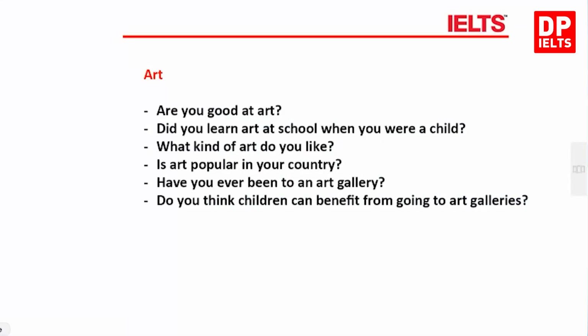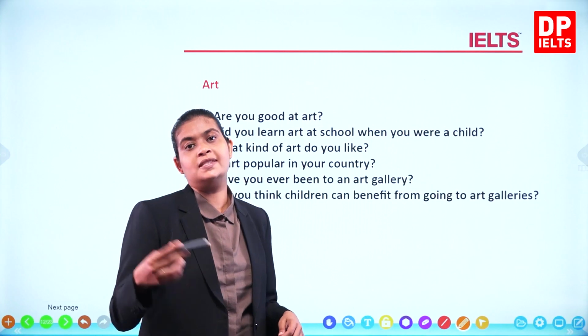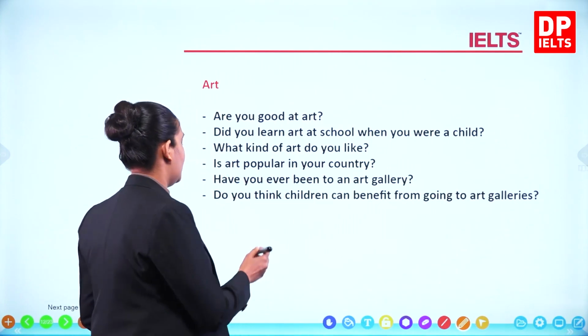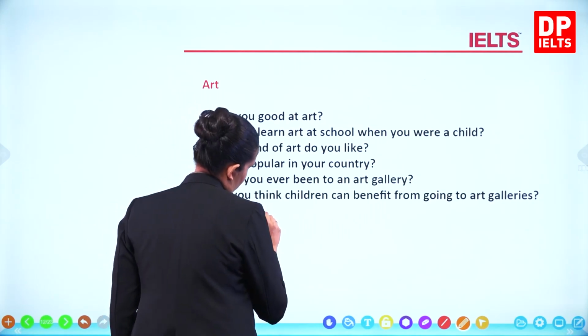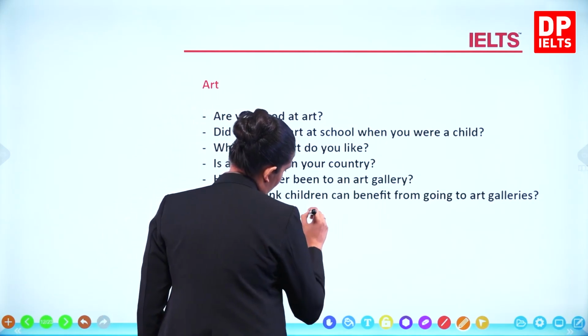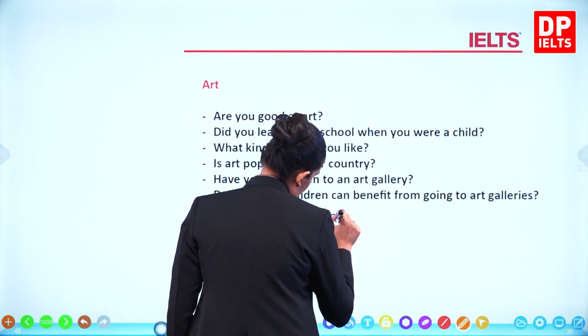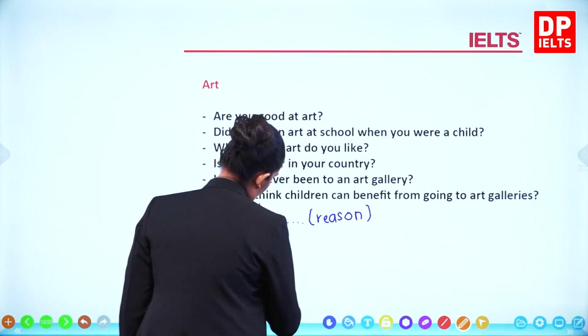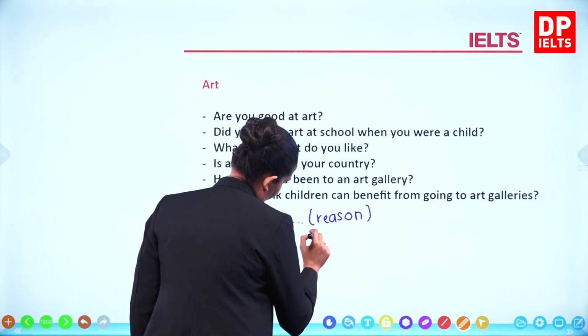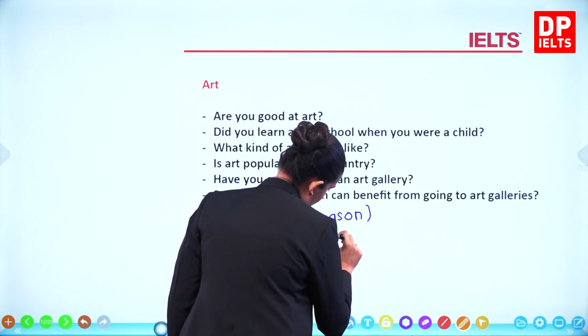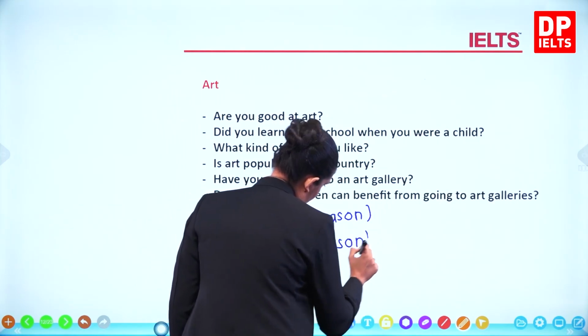Do you think children can benefit from going to art galleries? You can say yes or no, right? And give a reason. You can say yes and give a reason, or you can say no and give the reason. Okay?